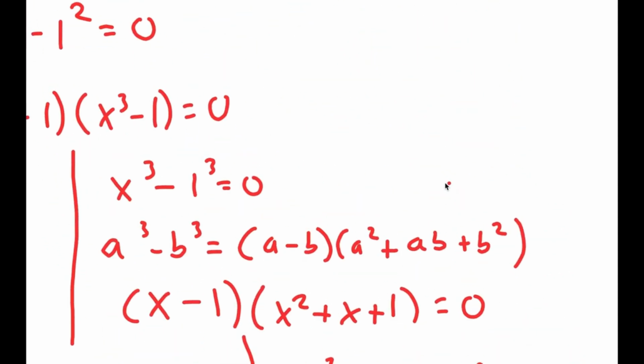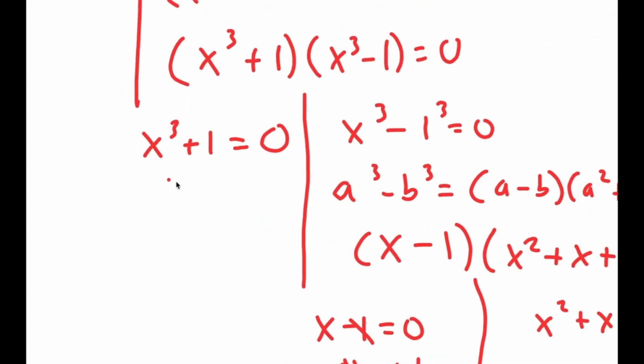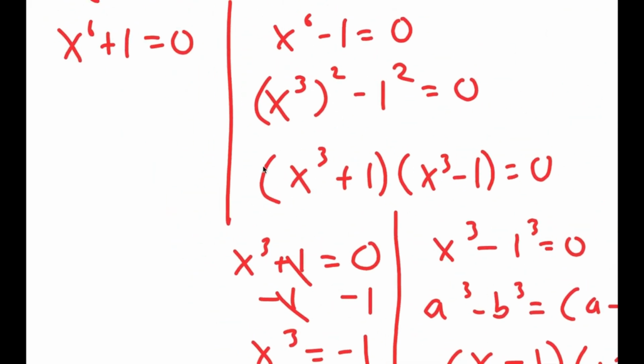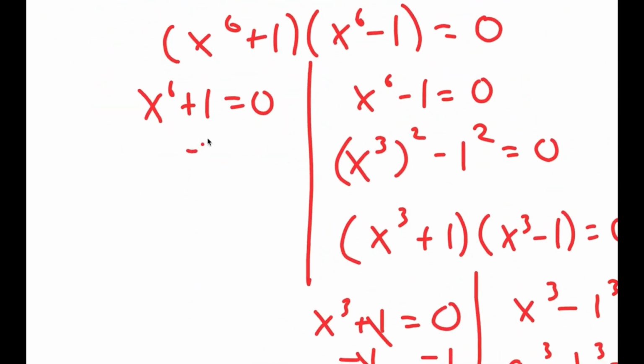And now we aren't done yet because we also have to solve these. So now I have x to the power of 3 plus 1 is equal to 0. And I'm going to subtract 1 on both sides, so I get x to the power of 3 is equal to negative 1, meaning x is also equal to negative 1. So this is another solution. Now for x to the power of 6 plus 1 equals 0, I'm going to again subtract 1 on both sides. So I get x to the power of 6 is equal to negative 1.